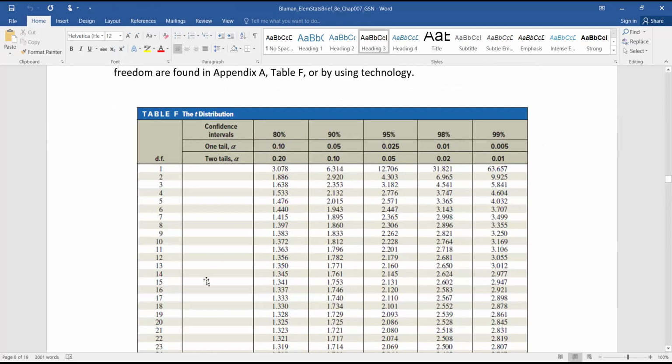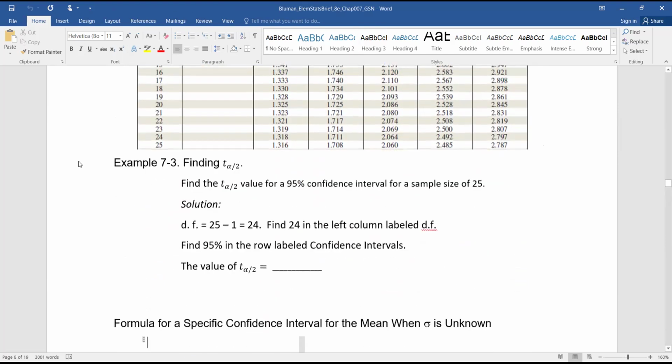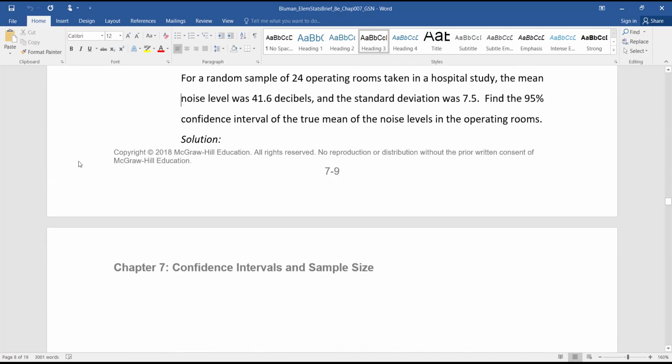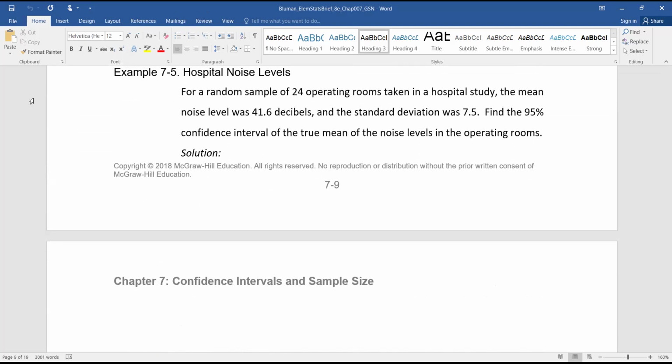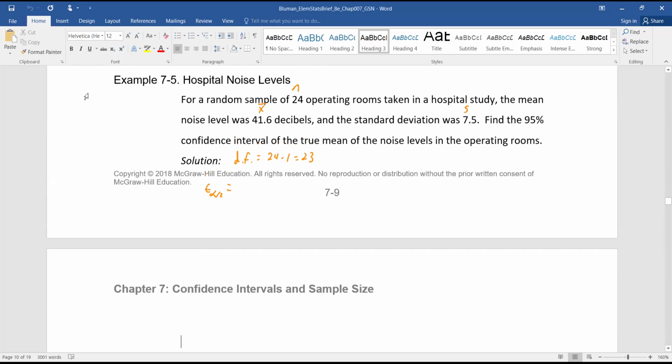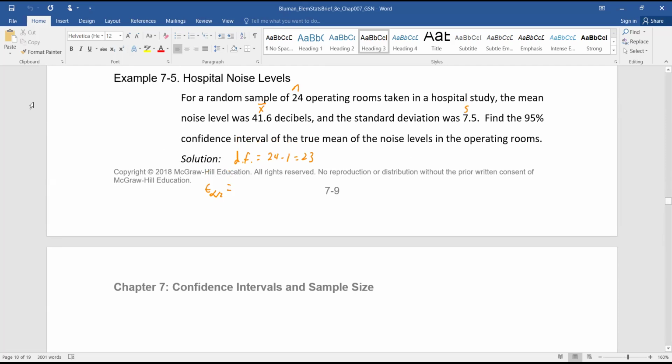Okay, so I go to 23, which is actually right here. Go to 95, and I see that my T-score would be 2.069. So then I take that, and I come back to my work. It is right here. Oh, I need to lower it one more. There you go. So again, my T-score was 2.069.